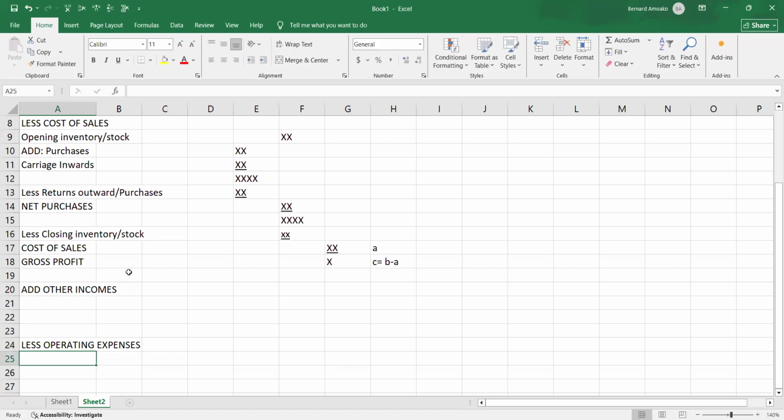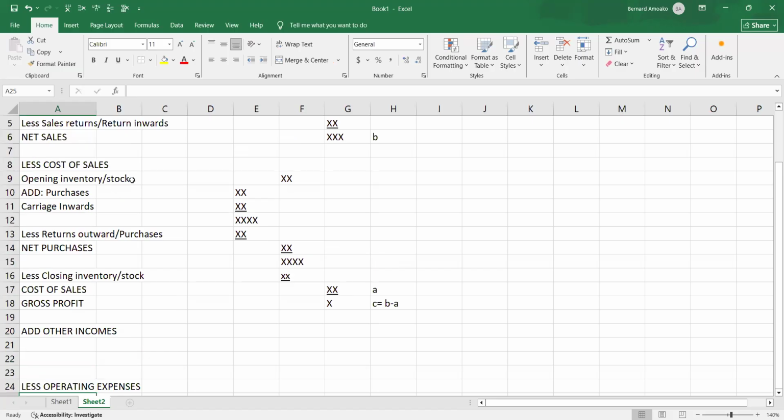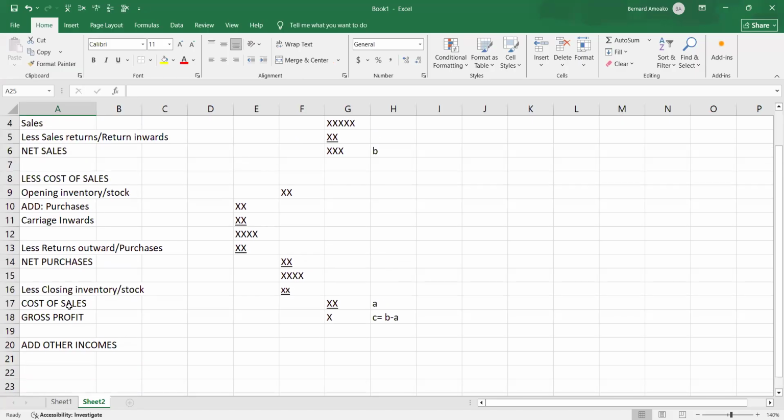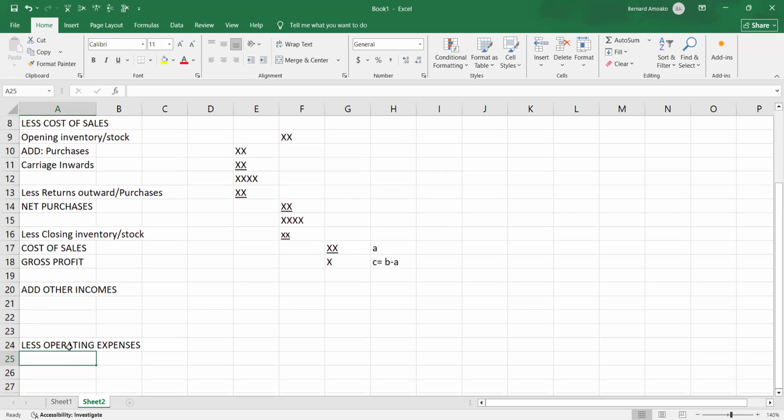Now, the cost of sales, everything here is also called the direct expenses. So if I less my direct expenses, which is the cost of sales, from my revenue, it gives me my gross profit. Then my operating expenses are my indirect expenses. You know that one is question specific.